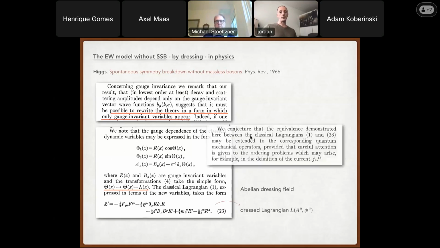And he was also optimistic, trying to show that this correspondence between the bare Lagrangian, so to speak, and the dressed one extends to the corresponding quantum mechanical operators. So again, relating to the question of Michael, those were good hints, good positive data points, at least for an abelian Higgs model, so to speak.